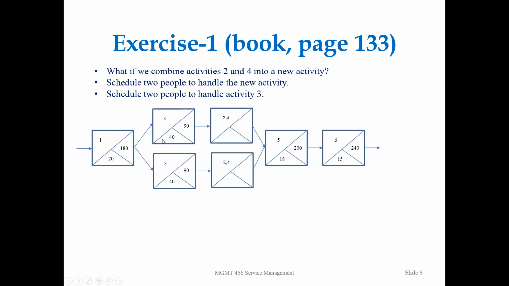The cycle time for 1 will be the same, 3 will be the same, 5 will be the same, 6 will be the same. But 2 and 4, because it's a new activity, we group activity 2 and 4 together, the cycle time will be different. So how do we calculate cycle time? We simply add the cycle time for 2 and 4 together. That will become the new cycle time. So 16 plus 24, 16 is the cycle time for activity 2. 24 is the cycle time for activity 4. So we added them together, 40. 40 is the new cycle time for the new activity.